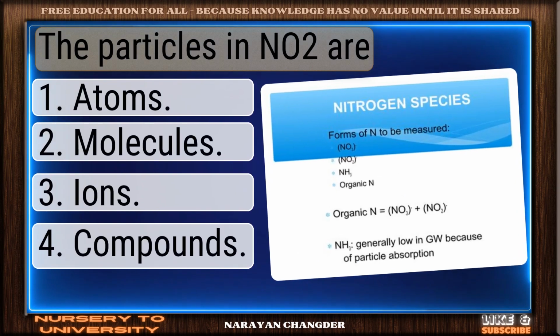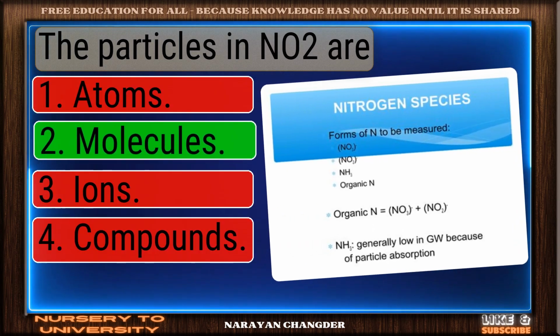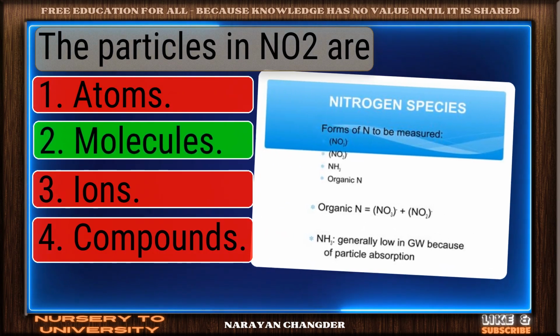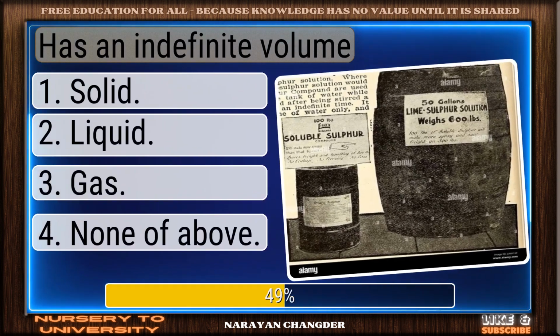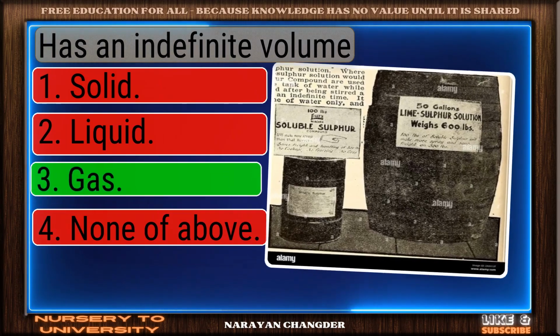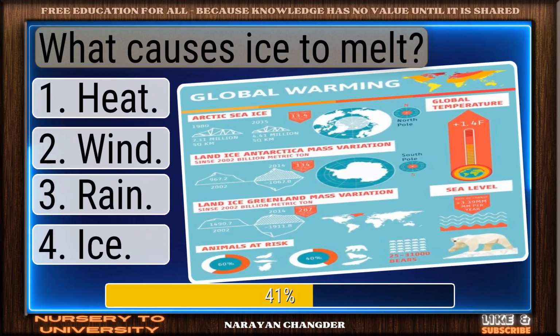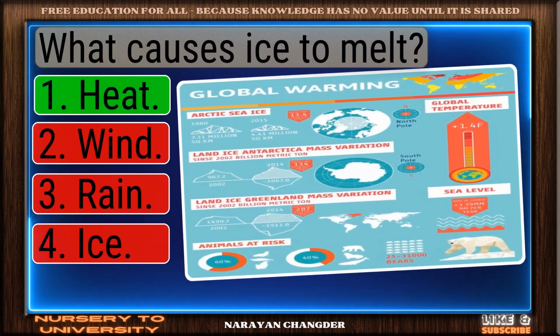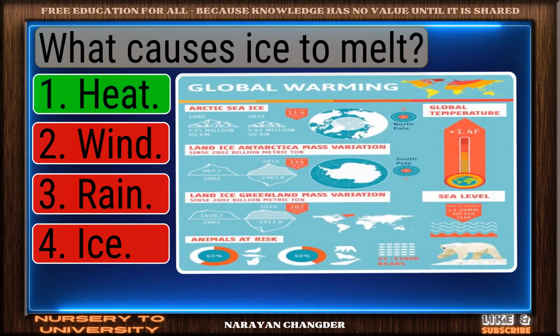The particles in NO2 are strong choice. Molecules is the right answer. Has an indefinite volume. Well picked. Gas is the correct answer. What causes ice to melt? You're right. Heat is the correct answer.